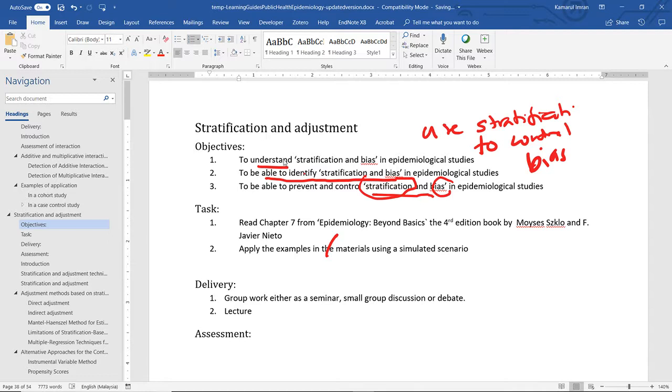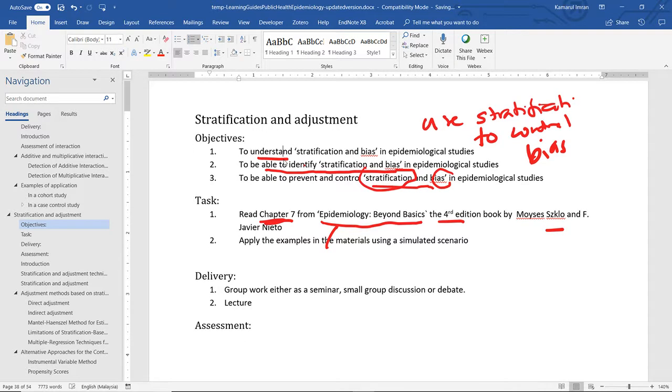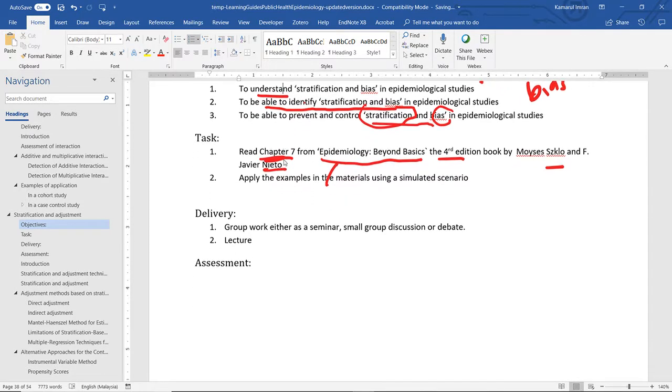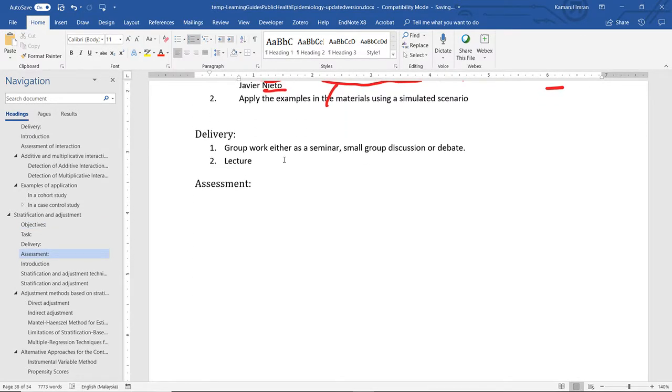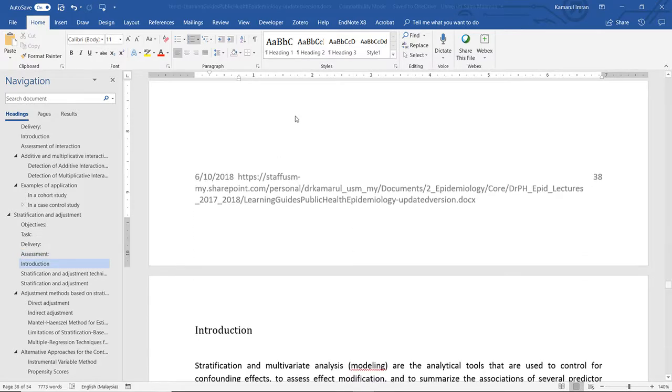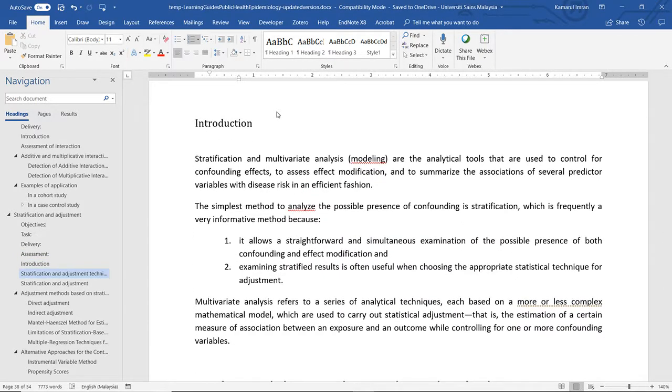Most of the contents of the lecture come from chapter 7 of this book, Epidemiology Beyond the Basics, 4th edition, by Szklo and Nieto. So next, introduction.